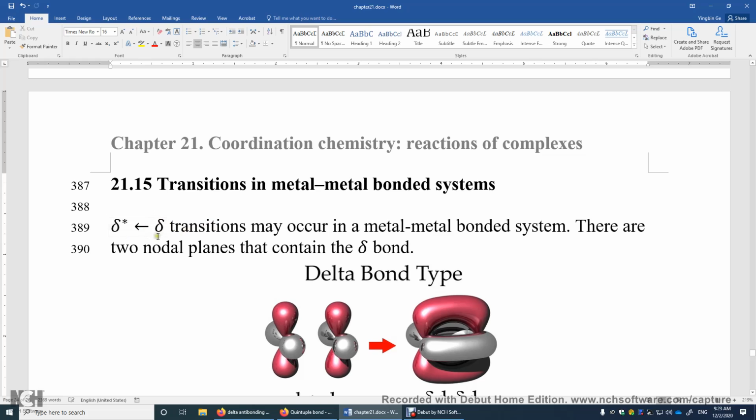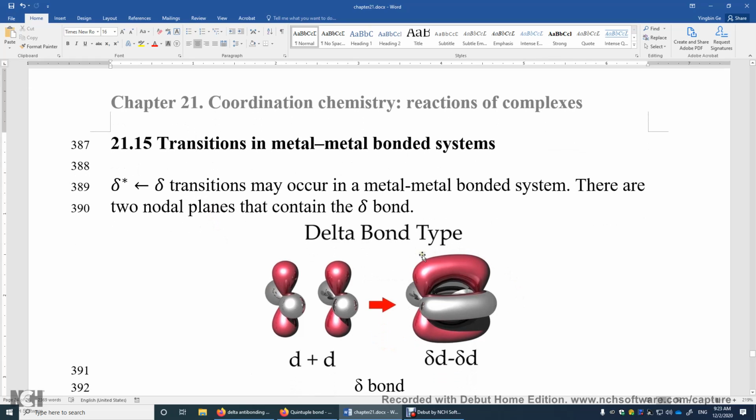So first, what is this delta? This delta stands for a delta bonding orbital. This is a delta bonding orbital. It's formed by the constructive interference between two d orbitals. So these two d orbitals are parallel to each other.